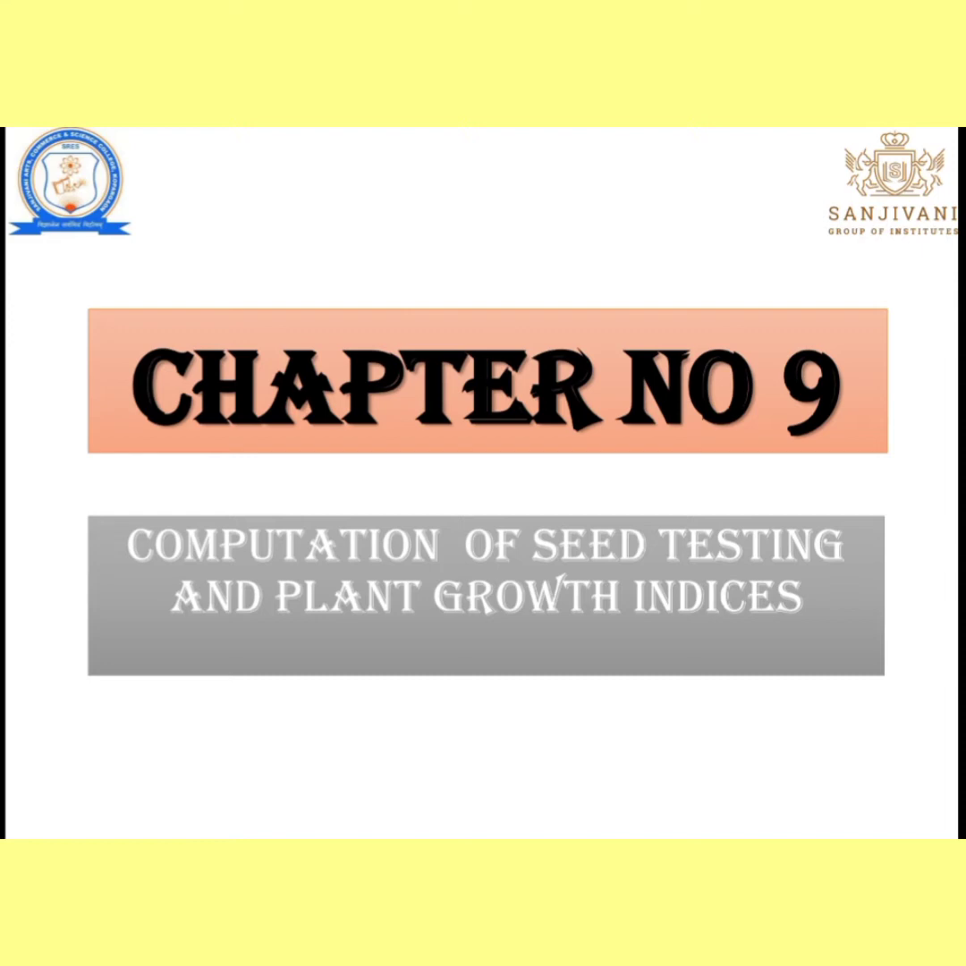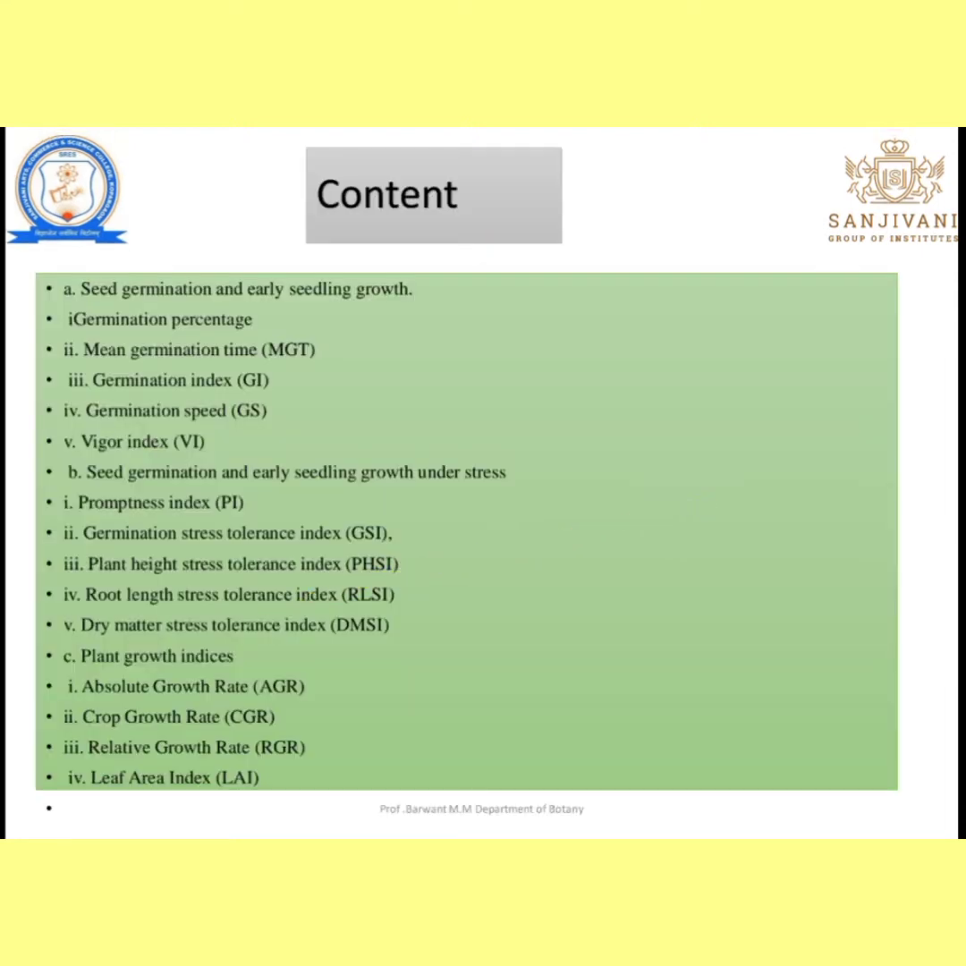And the plant growth indices, there are different plant growth indices such as germination, root, shoot length. Those are the indices we are going to see in this chapter. Let's see which points we have to see in this chapter. First, seed germination and the early seedling growth. Then seed germination and the early seedling growth under stress condition, and some plant growth indices parameters, that are AGR, CGR, RGR, LAI. That concept we have to see.